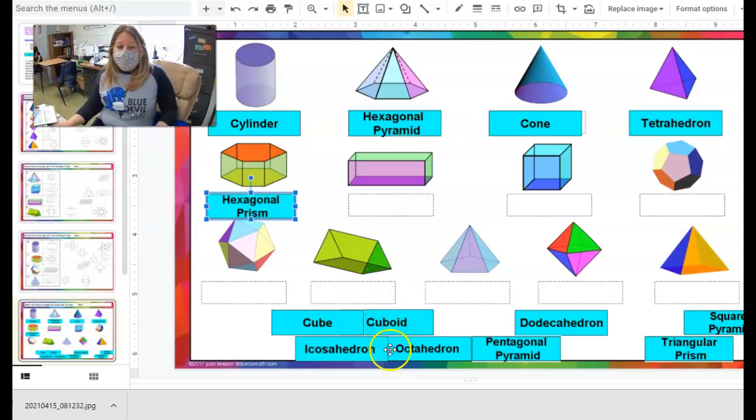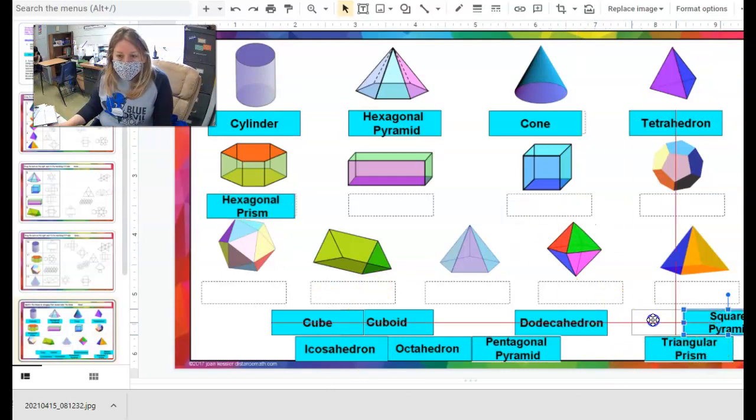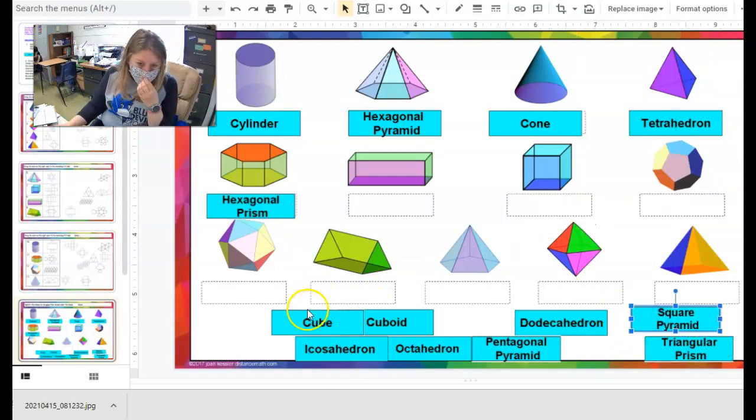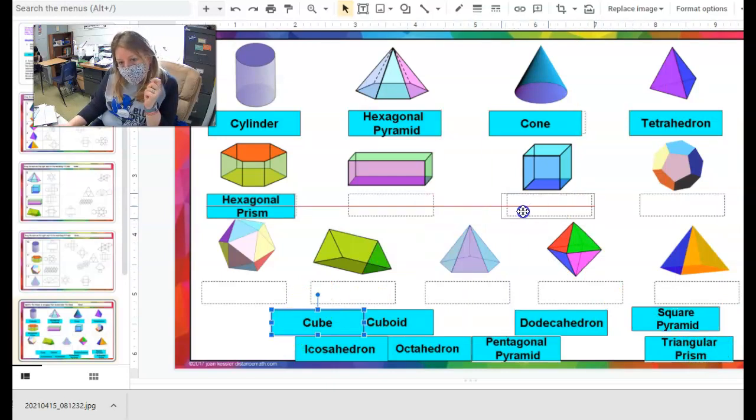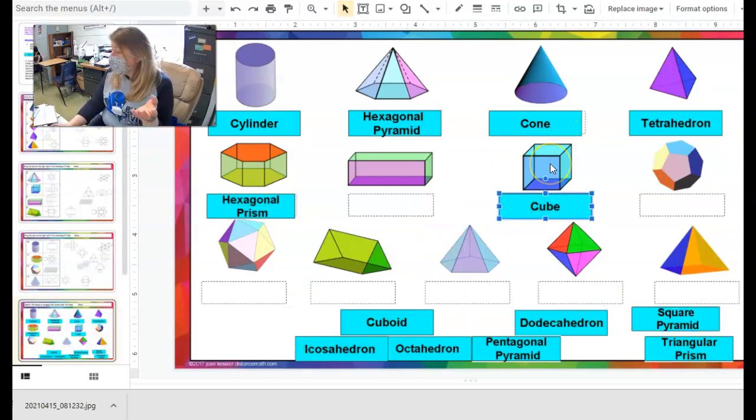This one is a rectangular prism, which is not an option. Okay, that's not an option either. Oh, so cube we can use, also known as a square prism. This is a rectangular prism. How come it doesn't have a name? Let's skip that and move on.